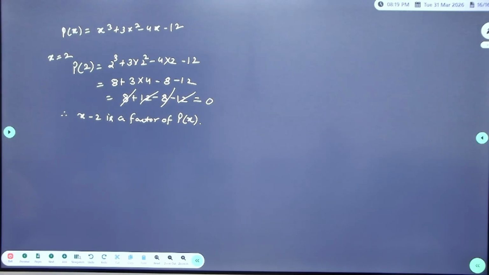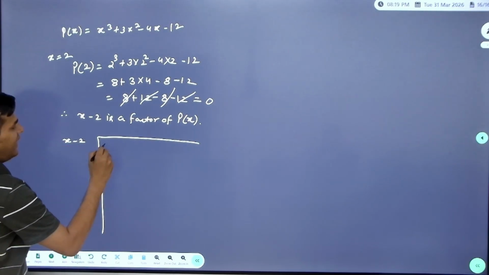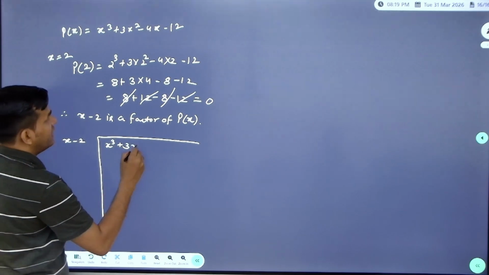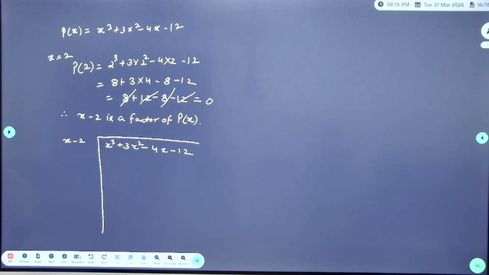That means we can divide with x minus 2. Now divide x cube plus 3x square minus 4x minus 12 with x minus 2. So do it.